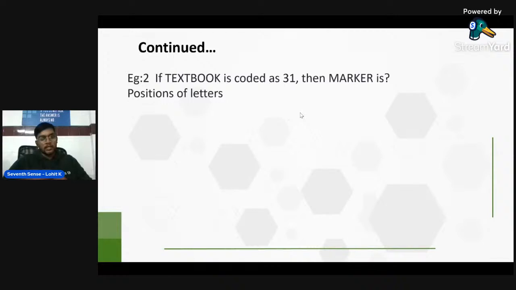Now the coded message is different. The textbook is coded as 31. Fast guys, what is the answer? Just type in the chat box. Textbook. Okay, what is the logic? Because if you have this written as textbook, I'm not getting it. What you're indicating? Textbook you have written.